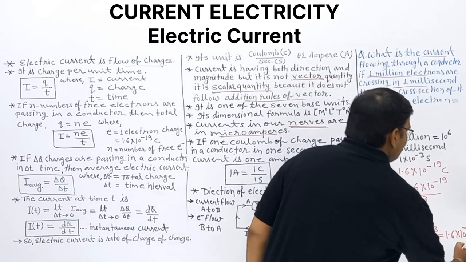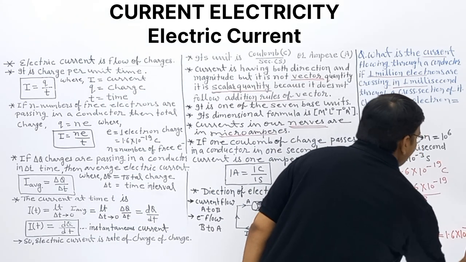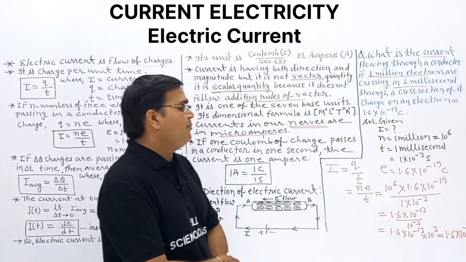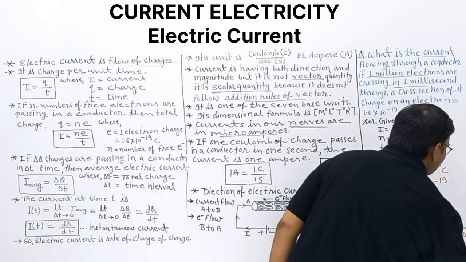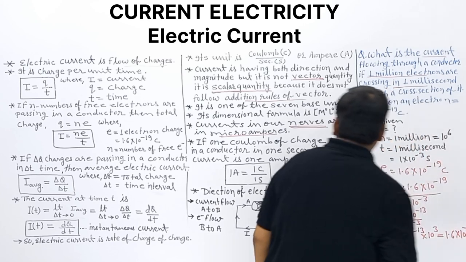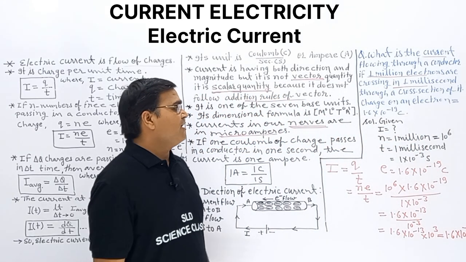What is this? This is the current. So its unit is ampere. So we are getting 1.6 into 10 to the power minus 10 ampere.